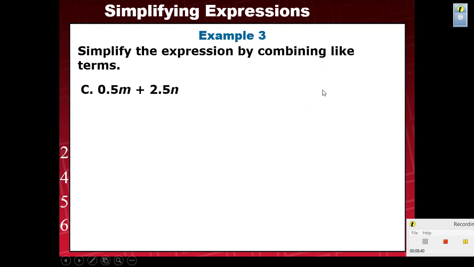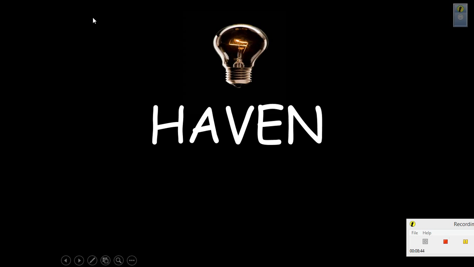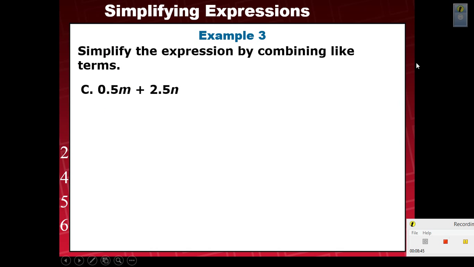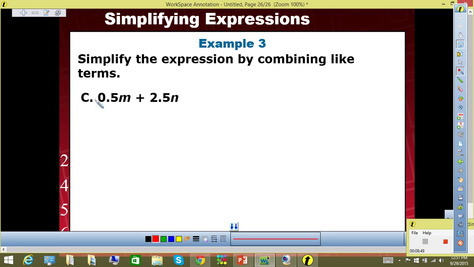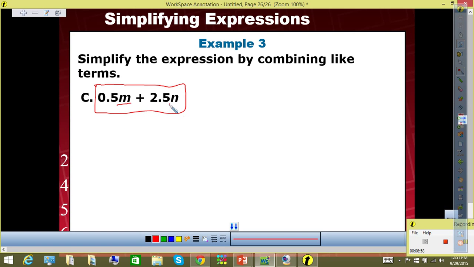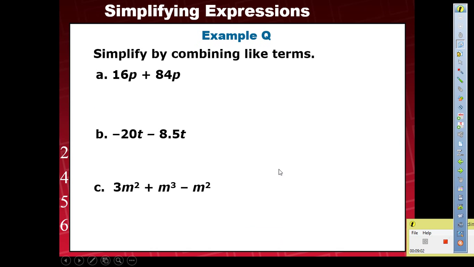All right, let's see. Haven, what'd you get? 0.5m plus 2.5m. She basically read me the same thing. Why didn't we combine different variables? This is m and this is n. Okay? So, last one. Copy these, please. Do those. Give you guys about 1 minute. Go.